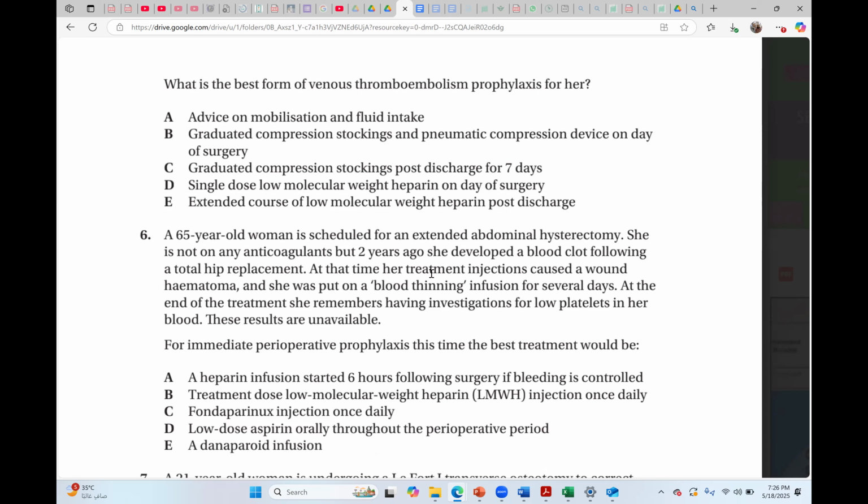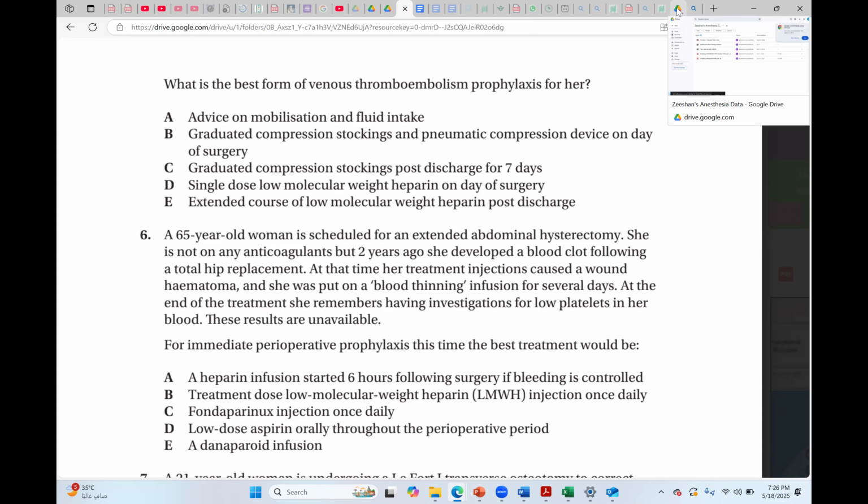So just now we had a look. At that time, her treatment injections caused a wound hematoma, and she was put on blood thinning infusions for several days. At the end of the treatment, she remembered having investigation for low platelets in her blood. So they are giving a scenario of something which will lead to thrombocytopenia. So a condition which is related to this sensitization, this topic is called heparin-induced thrombocytopenia, HIT.